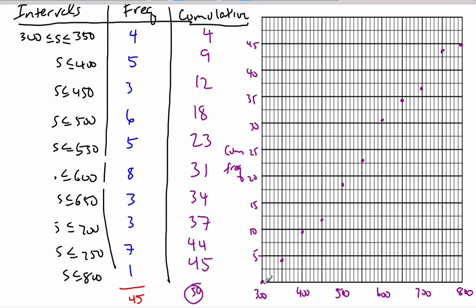And then what we do is we connect as nice a smooth curve as we can. And this is hard to do on a computer, but you get the idea. You get a nice smooth curve. And this is what we call a cumulative frequency graph. And so we put a title, cumulative SAT verbal scores.